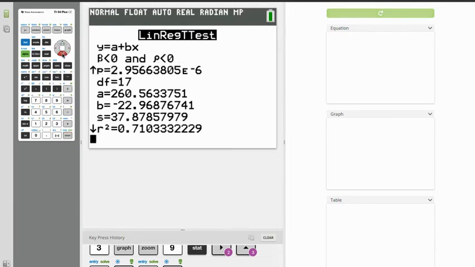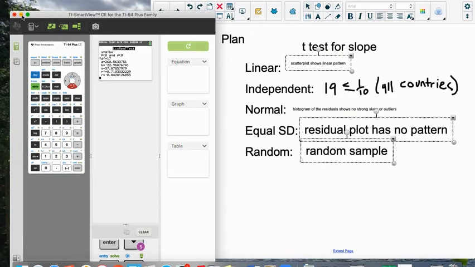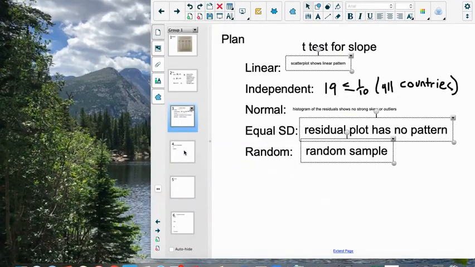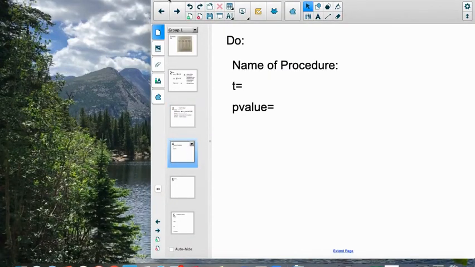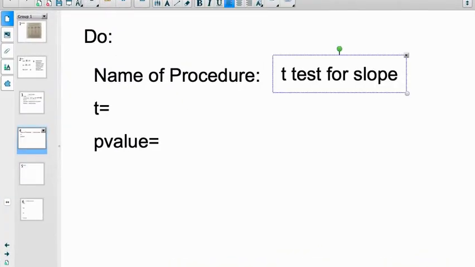And then if you scroll down, you can see it tells you all that other information we found before. Standard deviation of the residuals, slope, y-intercept, r-squared, and r. So getting back to our problem here. We used a t-test for slope. Our test statistic was negative 6.46, and our p-value was approximately 0.